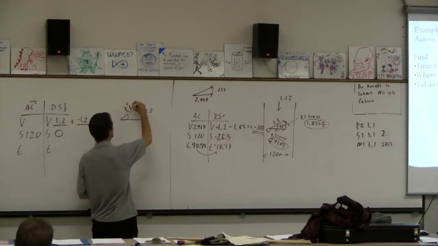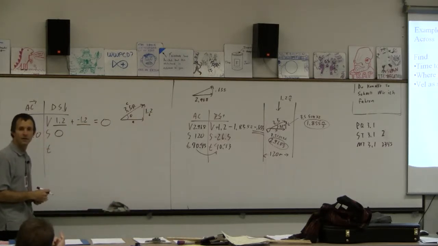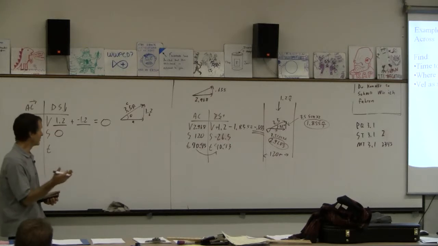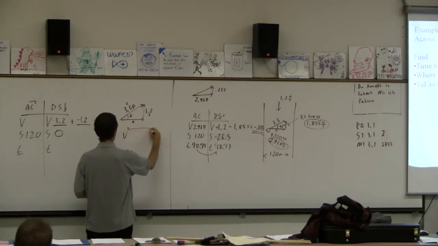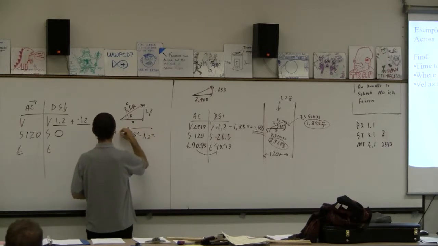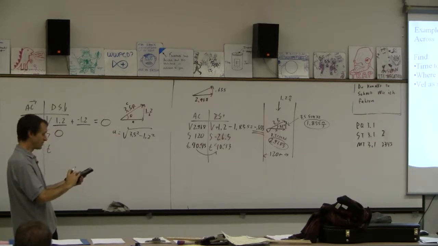This is C, this is B, this is A. How do I find A? How do I find theta? You could find theta and use a trig function. Or can't you find A without using sine or cosine? Like Pythagorean theorem, right? So A is going to be square root of 3.5 squared minus 1.2 squared, right? I'm using the Pythagorean theorem.